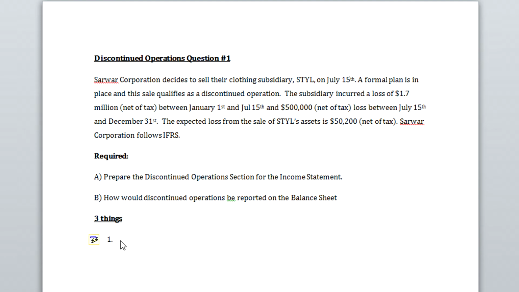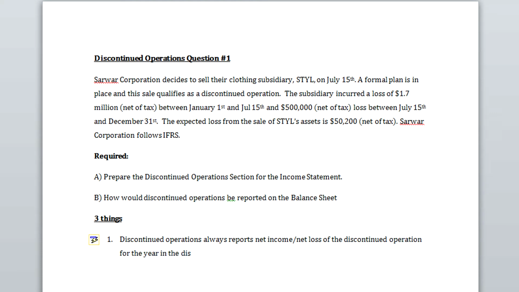First thing here, right, is that discontinued operations, so ignore my crappy spelling, discontinued operations always reports the net income or net loss of the discontinued operation for the year in the discontinued operations section. Okay, so that's the first thing you need to know. First thing you're going to record in the discontinued operations section is the net income and net loss of the discontinued operation.